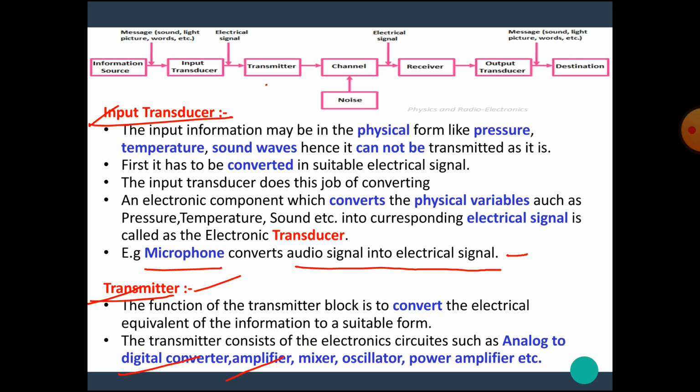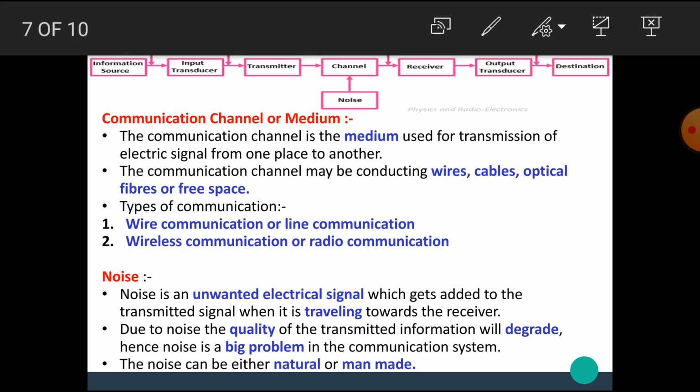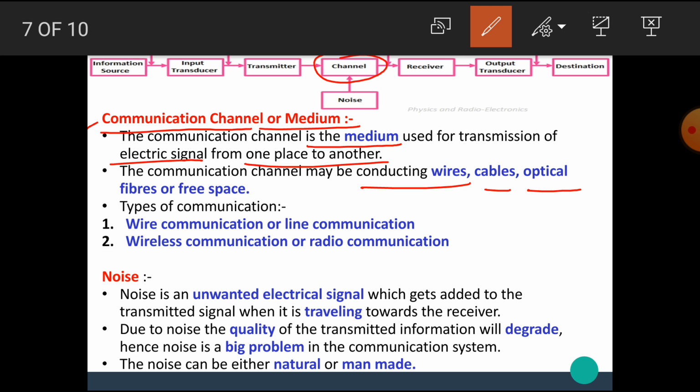Okay, our next block is the medium or the channel. It is also called the communication channel or medium. It is a very important block in the communication system. The communication channel is the medium used for transmission of electrical signals from one place to another place. The communication channel may be conducting wires, cables, optical fibers, or free space.